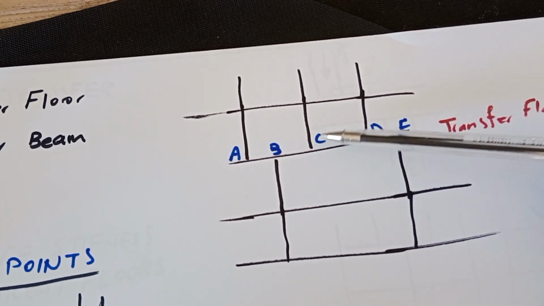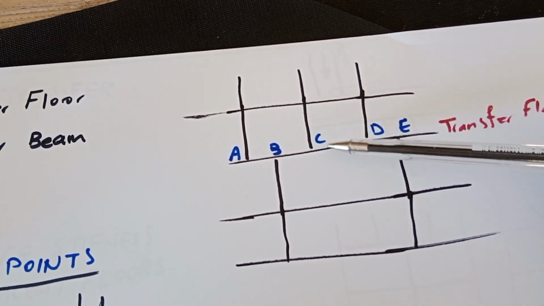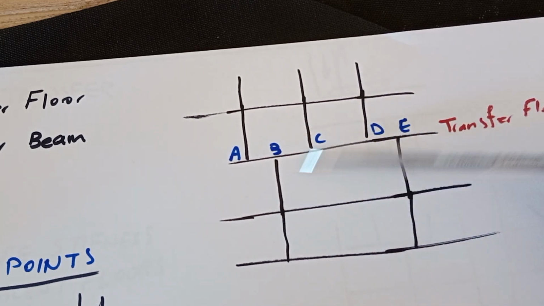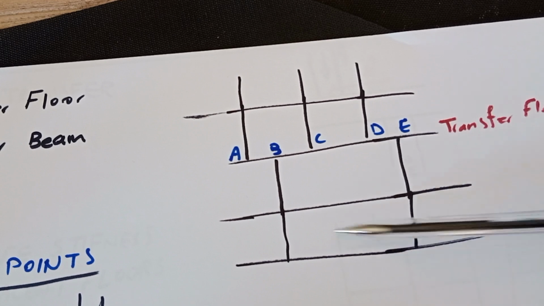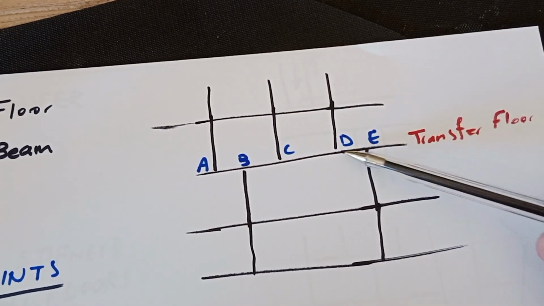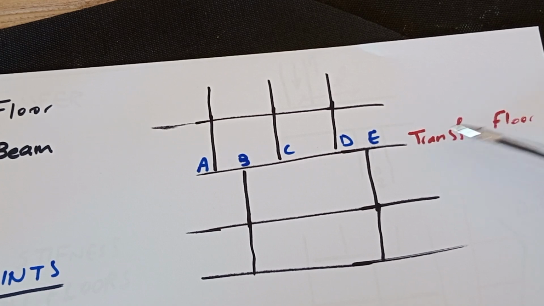But anyway, we transfer the loads from this column to this floor, and from these columns to this floor, and then transfer to the columns down to the ground and a safe foundation. In this case, we call this level the transfer floor. It might be a slab, or if it's just a beam, we call it a transfer beam.